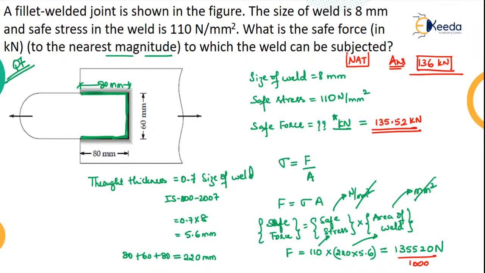So the only thing you have to know is how to calculate the weld area, and the important one is what? Finding the throat thickness. This is a standard value. If you forget this 0.7 of size of weld, you will not be able to do it. Is it clear?